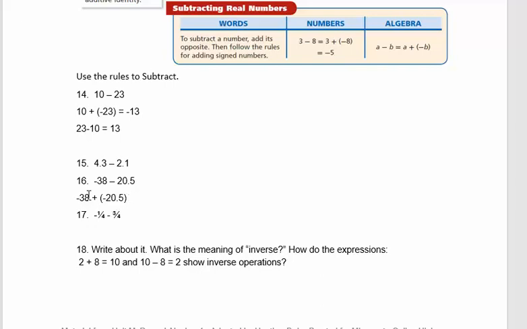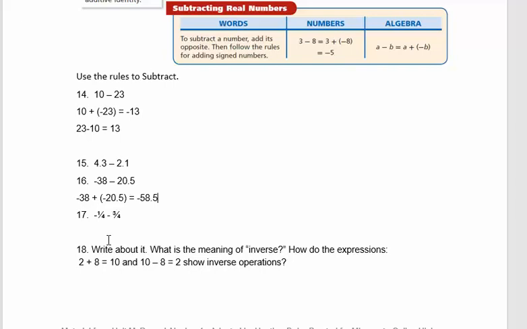Now I use my rules for adding. If they have the same sign, you add them together and take the sign of both. Well, I know my answer is going to be negative because they're both negative. Now I just have to add 38 and 20.5, which would be 58.5. And that's it. You're done.